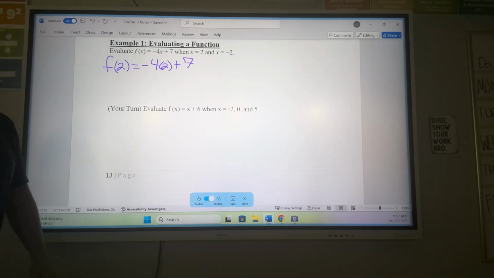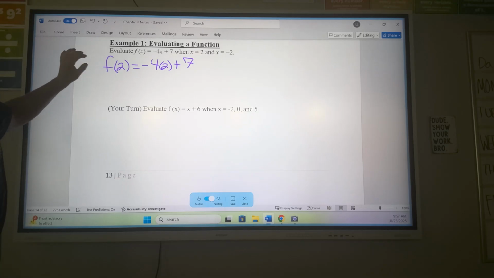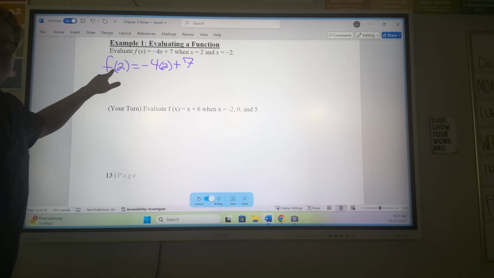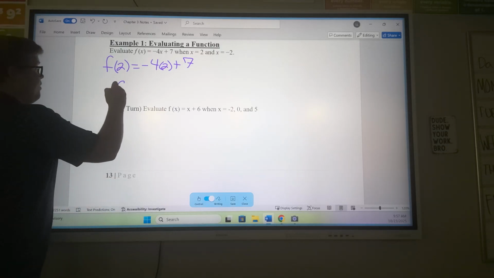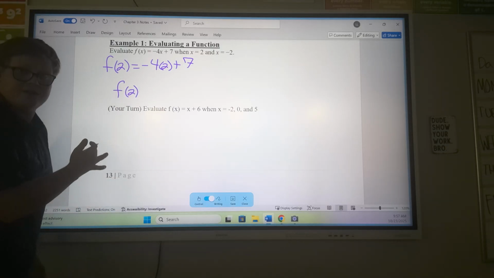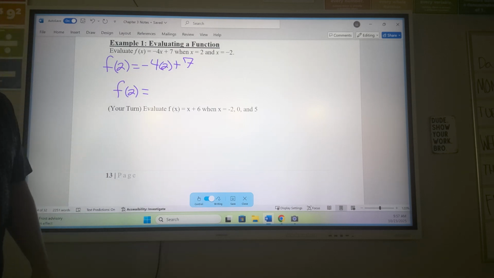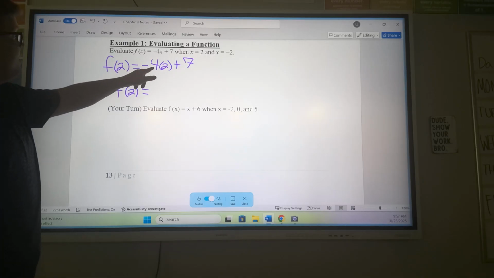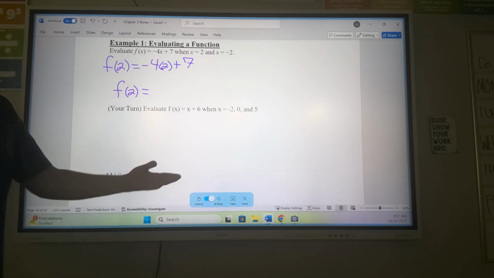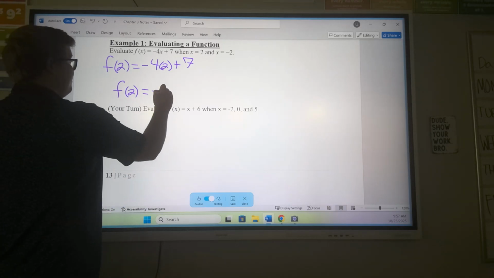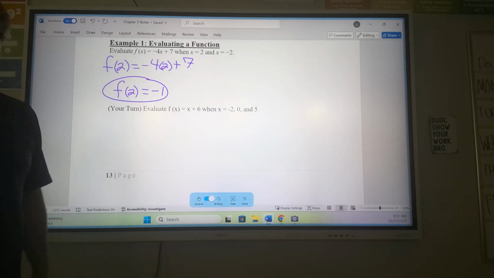Now, like I said from the beginning, we're just going to pretend like this is y. This does not change. This just tells us we plugged 2 in for x. That's what that says. So our answer is going to say, when we plugged 2 in for x, it equaled whatever this is going to be. Does that make sense? So, negative 4 times 2 is a negative 8. Negative 8 plus 7, negative 1. So again, like I said, if this was y, it would just be y equals negative 1.